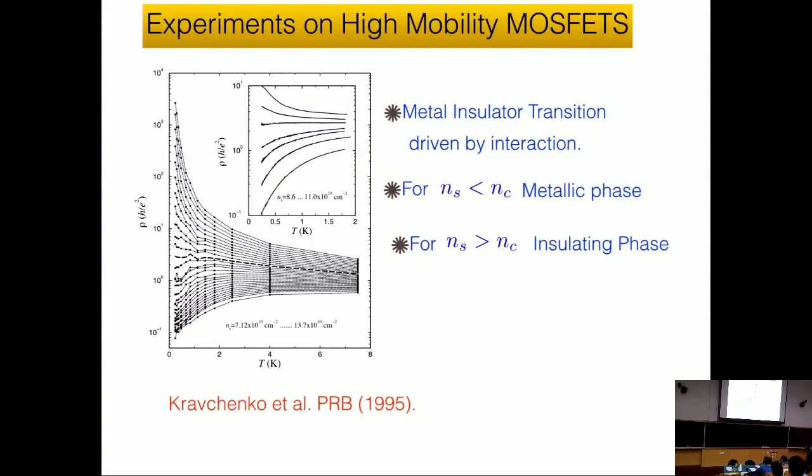And you keep changing NS, the density, and at some critical density you essentially see a change in behavior that is an indicator of a metal insulator transition. Okay? So they have actually gone on and done better. You can essentially collapse all these curves onto two universal curves, essentially trying to justify that there might be a metal insulator transition in here.